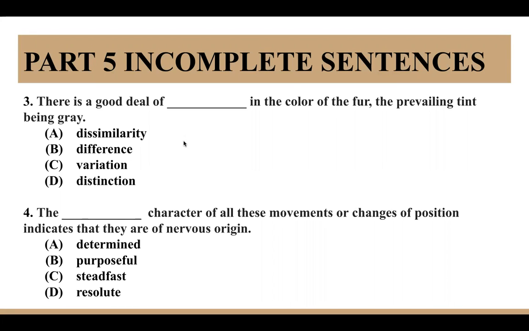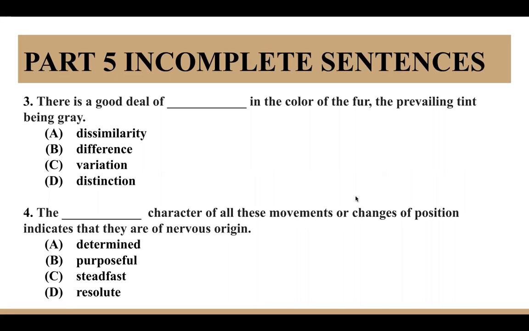Okay, good. Next, moving to the next question here, question number 4. So we can see D, blah, blah, blah. Character of these movements or changes of a position indicates that they are of nervous origin. Nervous origin, what is that actually? So look at the part of speech first. Characteristic, is that right? So we need an adjective here.